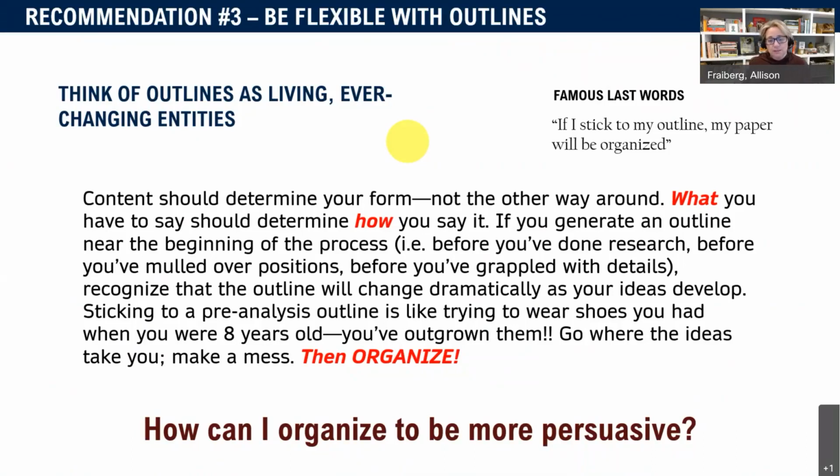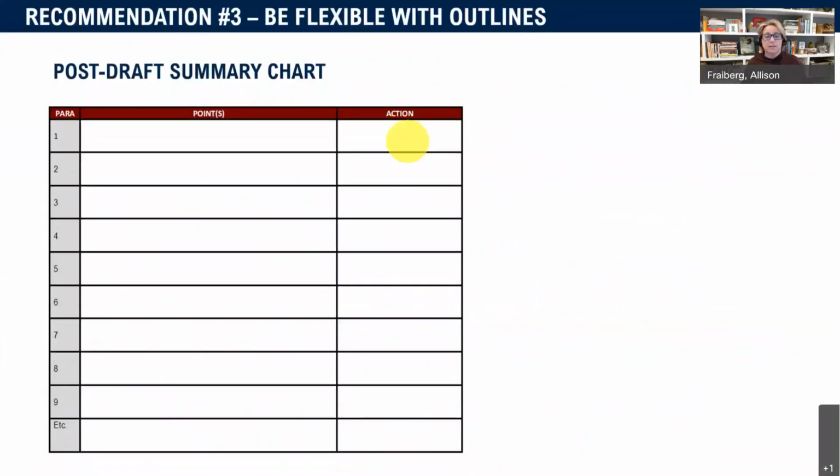And if you want techniques to be more persuasive in your organization, I have 2 techniques for you. One is called a post-draft summary chart. It's an outline, but you make it after you've done a full draft. So when you hand in your limited draft to the instructor, that's a good time to do a post-draft summary chart because you already have a draft and then you can really focus on organizing it.